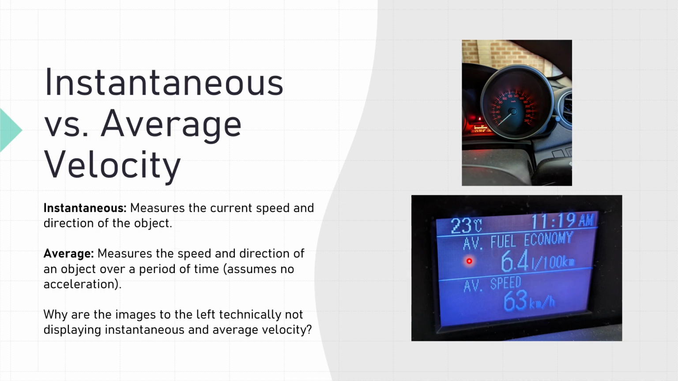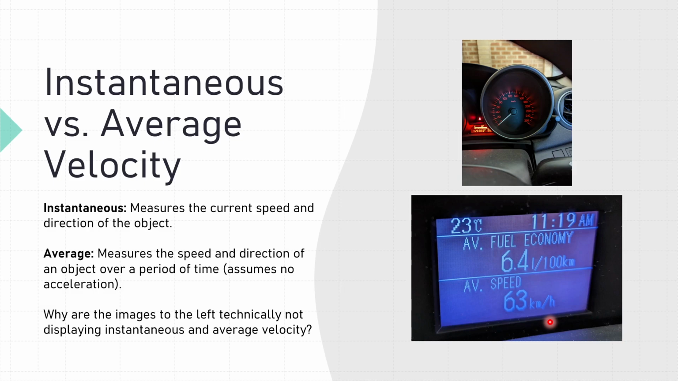The average velocity is a measurement of speed as well as the direction of that object over a period of time. In the case of my car, when it says here that the average speed is 63 kilometers per hour, it doesn't mean that while my car is on, it's just traveling at 63 kilometers per hour and that's it. The average is an indication of all speeds at all times this measurement is taking place.